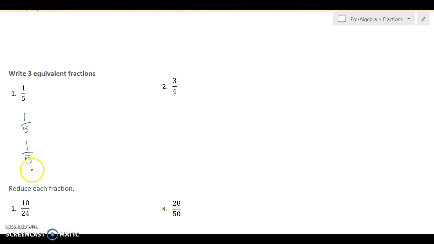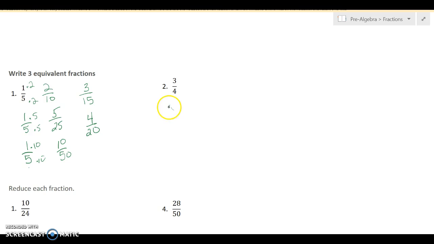So you should have set it up where you have 3 different fractions or 2 more. So maybe you did by 2, so that's 2/10. Maybe you did by 5, which is 5/25. Maybe you did by 10, which is 10/50. All of those are the same. If you would have done 3, you would have gotten 3/15. If you would have done 4, you would have gotten 4/20.